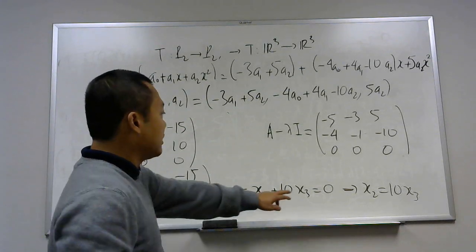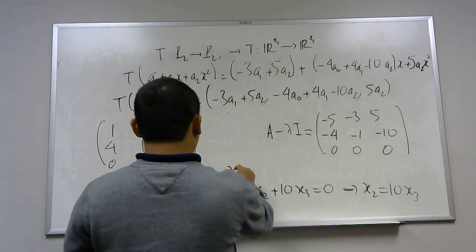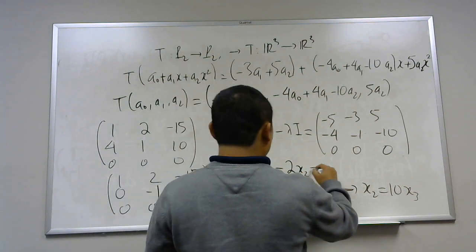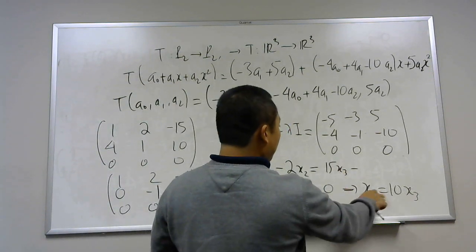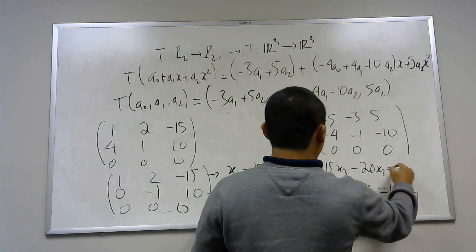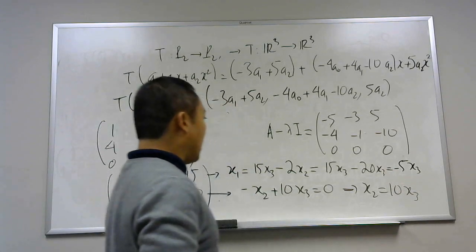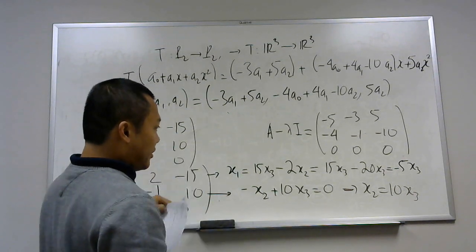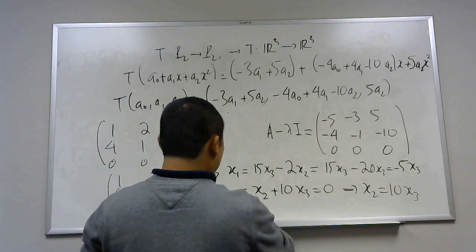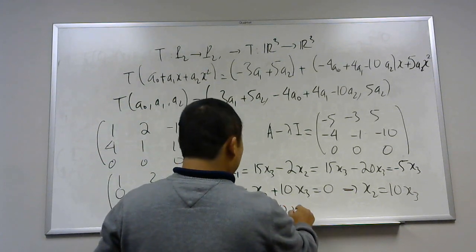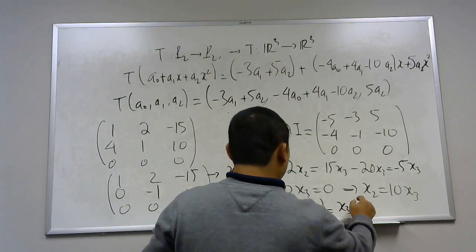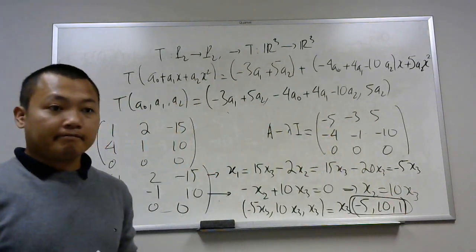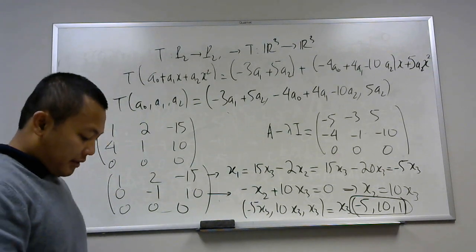And then I plug x2 into the first equation. I have x1 equal to 15 x3 minus 2 x2. And what's that? That is 15 x3 minus, since x2 is 10 x3, so I have 20 x3, which is negative 5 x3. Overall, I can write a general solution of the homogeneous system where this matrix is the coefficient matrix. So I have x1 is negative 5 x3, and here I have 10 x3 and then x3. I can bring x3 out, I get -5, 10, and 1. So that's what we do. Alright? So you do the rest.